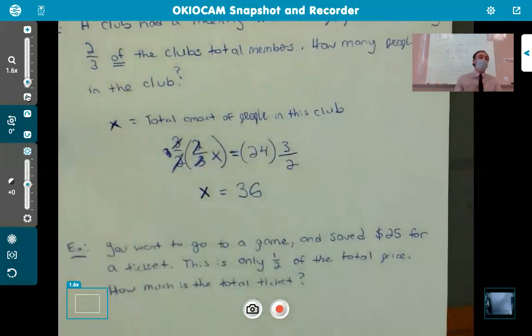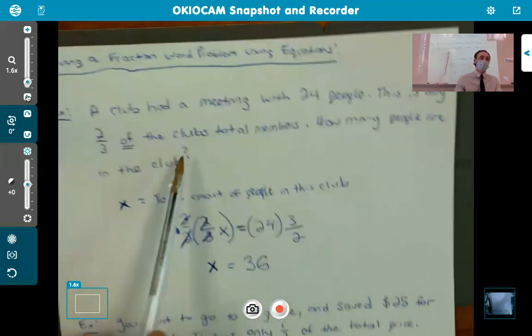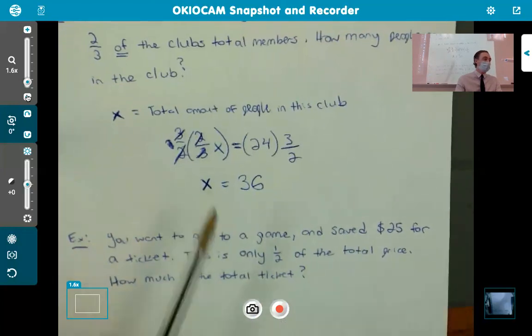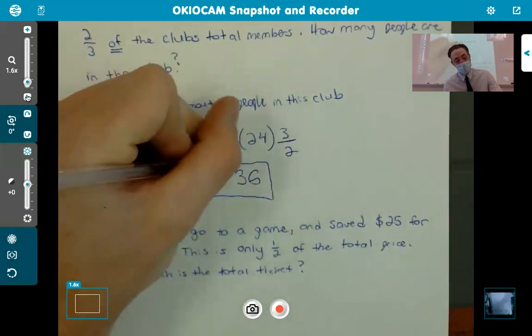What did x stand for in the beginning? What does that represent? Total people in the club, right? So 24 people showed up. That was 2/3 of the people. So the total amount is actually 36. That should have been there if you had perfect attendance. So that's how you would solve that particular equation.